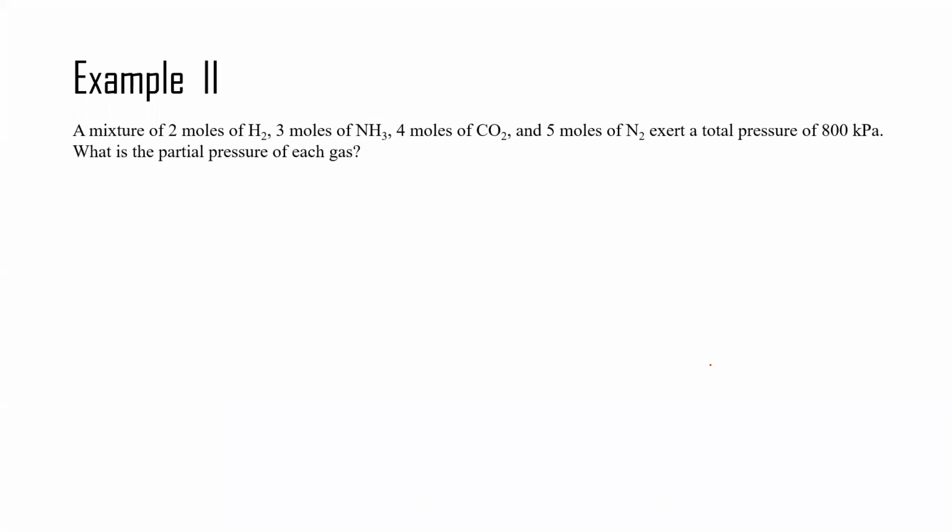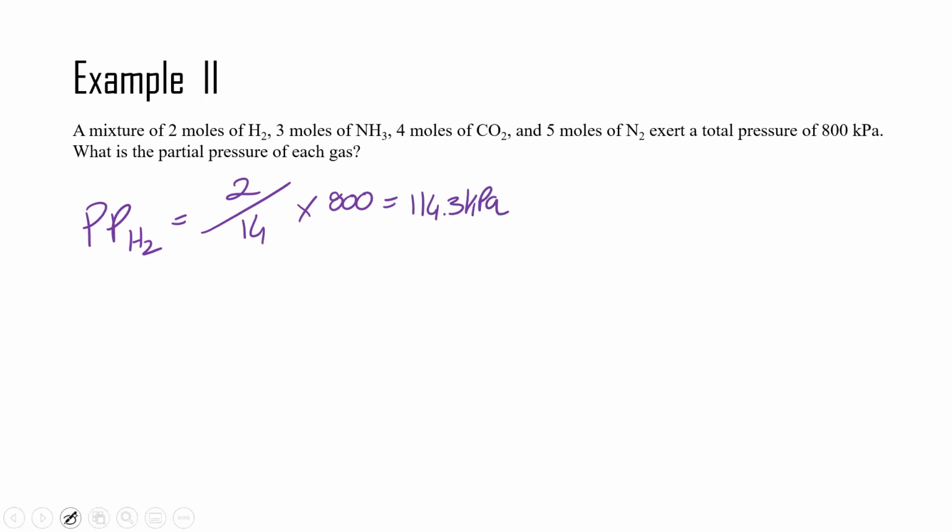Okay? So, second example, a mixture of 2 moles hydrogen, 3 moles ammonia, 4 moles carbon dioxide, 5 moles N2 exert a total pressure of 800 kilopascals. What is the partial pressure of each gas? So here, what you would have to do is work them out individually. Partial pressure of H2 is equal to moles of H2, 2, over the total number of moles, which is 14, times the total pressure, which is 800, which would be equivalent to 114.3 kilopascals. The partial pressure of NH3, we're going to be doing the same. Moles of NH3 over total moles times total pressure, which is going to be equivalent to 171.4 kilopascals.